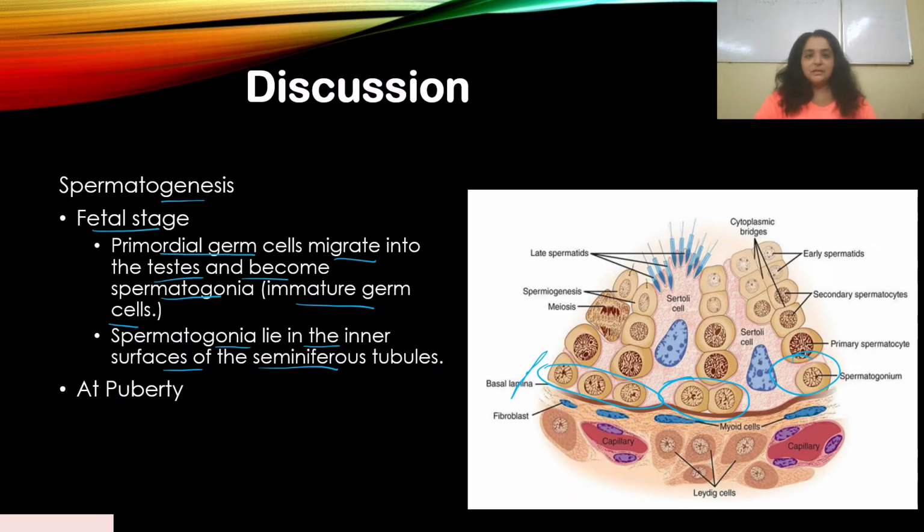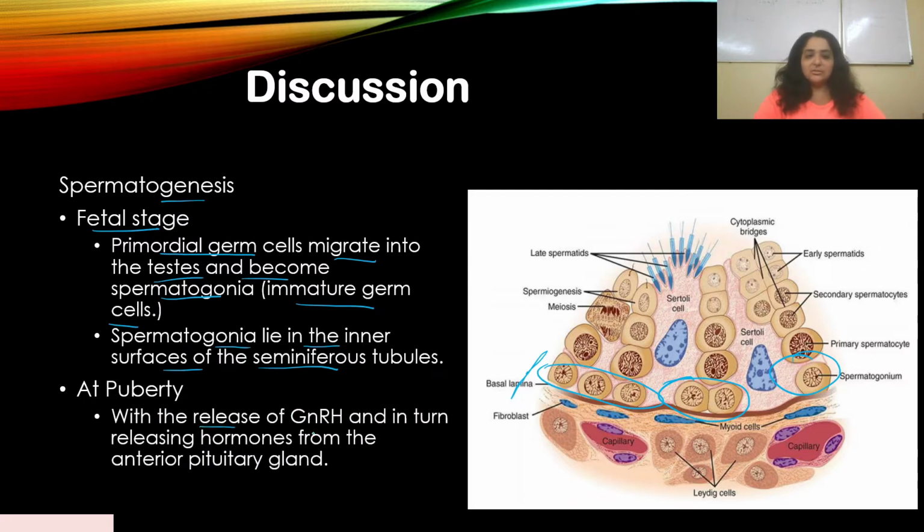Now when the male attains puberty, with the release of gonadotropin releasing hormone, GnRH is released from the hypothalamus and it acts on the anterior pituitary gland of the male. From there, FSH and LH are released. LH has a similar function in males too, and it's called ICSH. So ICSH is the complement of the LH hormone in males, released from the anterior pituitary gland.